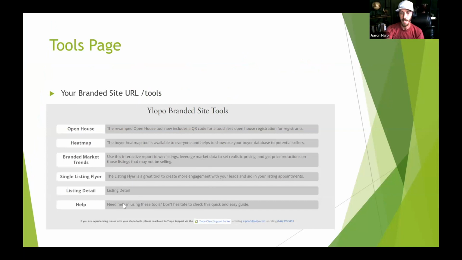The help tool is going to basically take you to where you can get some questions answered over on the Ylopo Success Community or Success Center. So we are going to be looking at these other tools. So first, we're going to look at open house. So what is the open house tool?